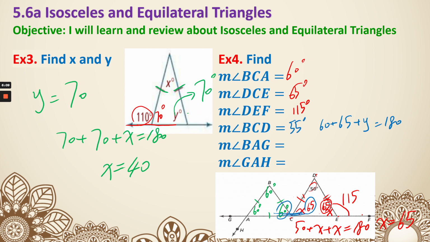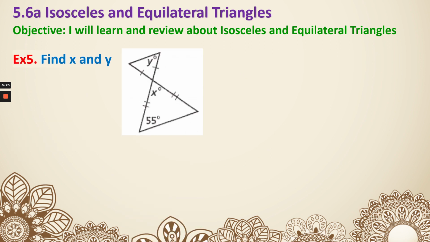Example 5. They're the same, so that is y. And the same, so that is 55. Plus 55 plus x is 180. X should be 70, which means this vertical angle is 70. So y plus y plus 70 is 180. Y is 55. That's example 5.